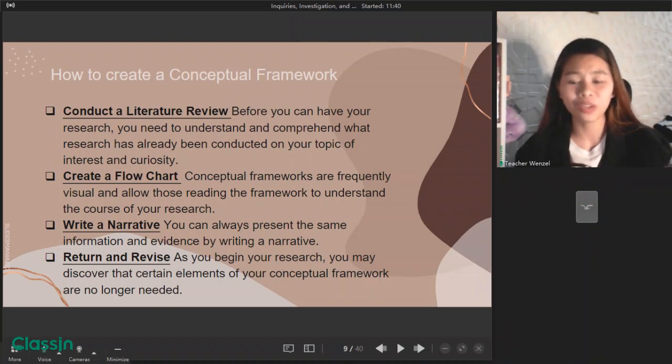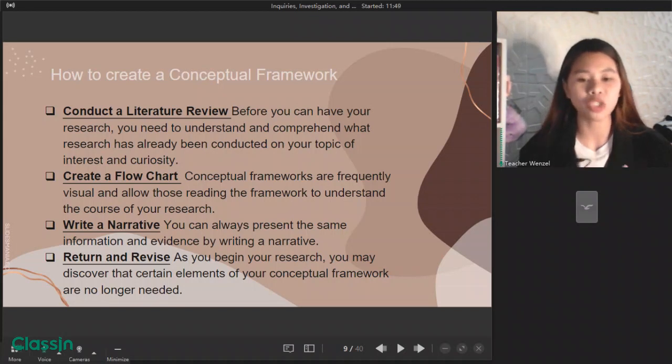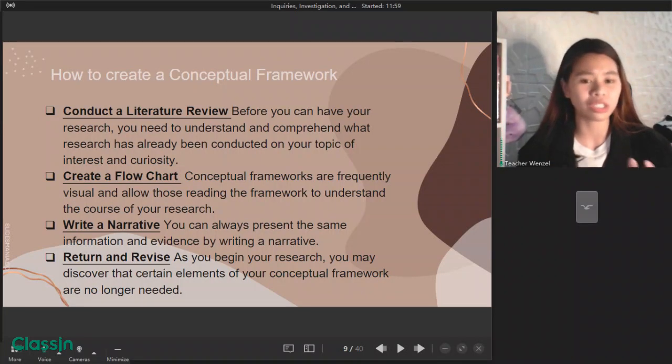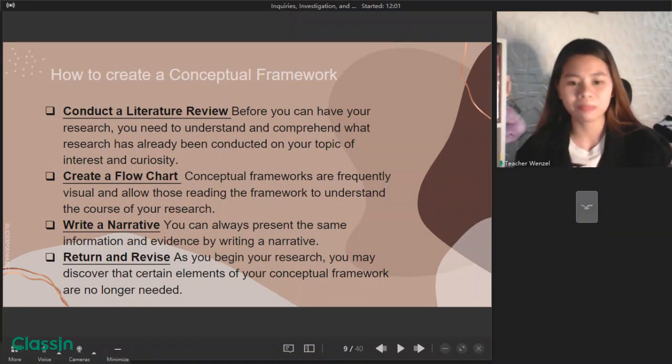But then you can also write a narrative, right? So that is not always the case. You can still present the same information by writing a narrative. It is just what suits your topic best. So it's up to you. You know your topic best. So what is the best way to understand your research framework? Okay?